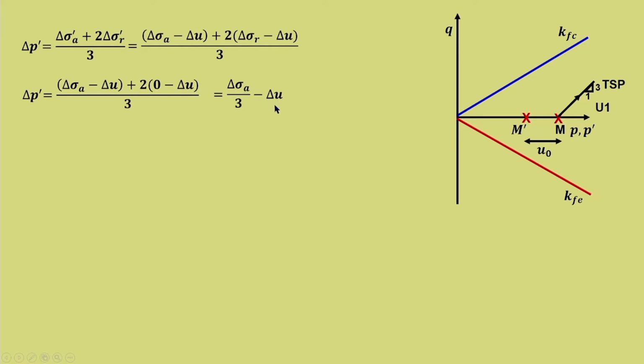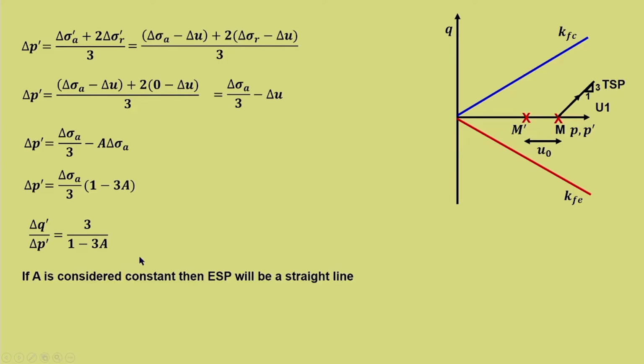So, delta sigma A by 3 minus delta U. So, delta P dash is equal to delta sigma A by 3 minus, substituting for delta U, A delta sigma A. So, delta P dash is equal to delta sigma A by 3 into (1 minus 3A). So, delta Q dash upon delta P dash is equal to 3 upon (1 minus 3A). Again, if A is considered constant, this is only an example direction, it can be in any direction depending on A.